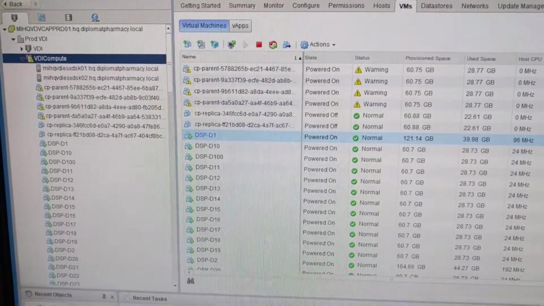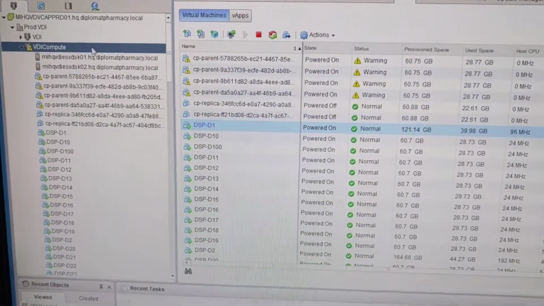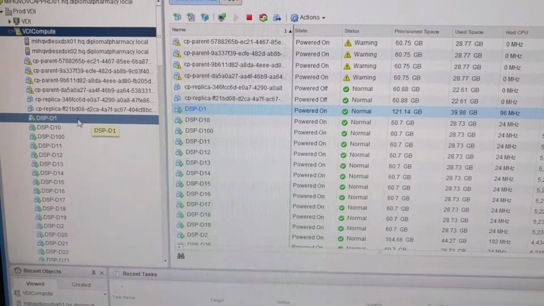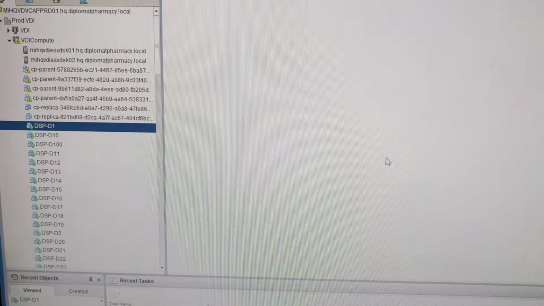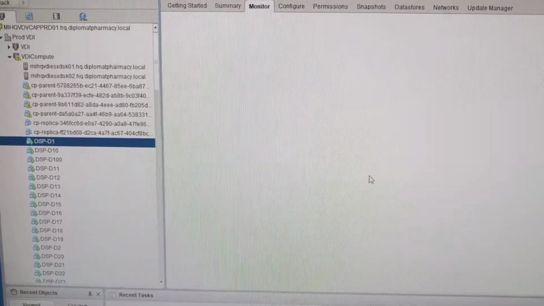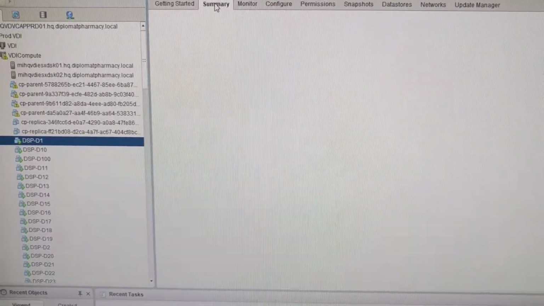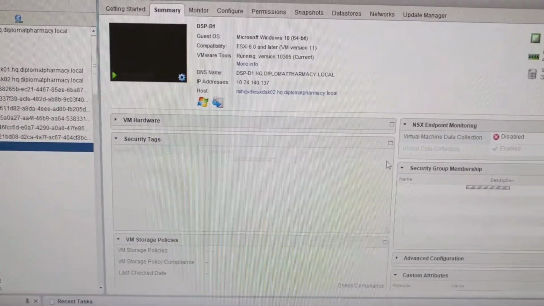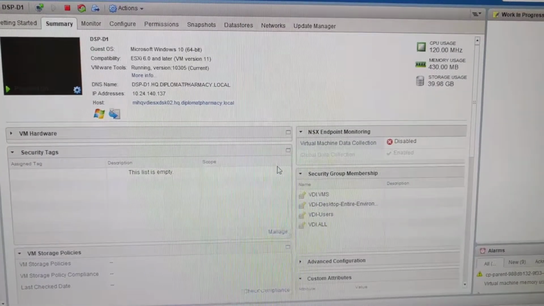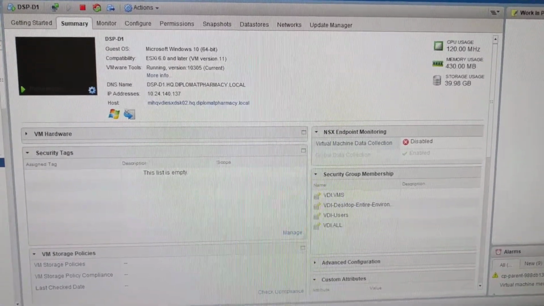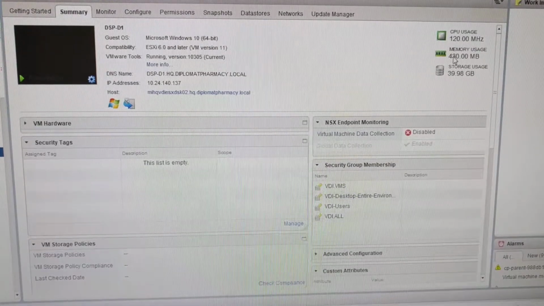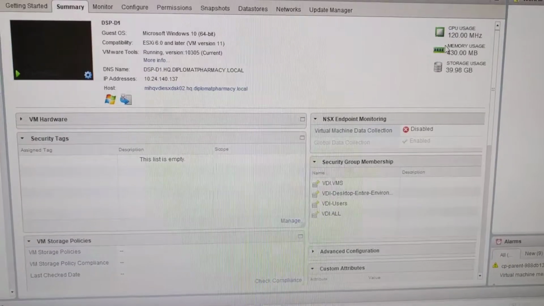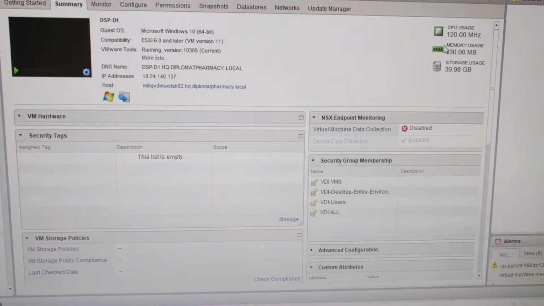Over here you'll see my vCenter for that environment. We have a cluster called VDI Compute. Here you can see the parents and replicas. The particular host I am currently on is DSP-D1. Or, well, current guest, I guess, desktop. So if we look at the VM itself, memory usage appears to be 430 meg. This feels right since it has 100 neighbors to share memory with.